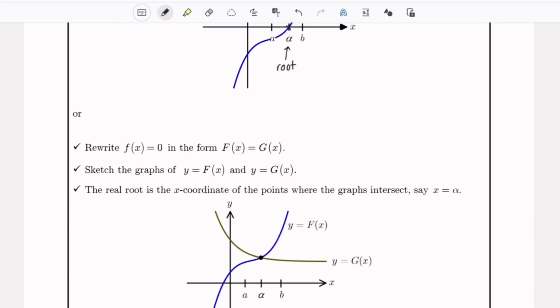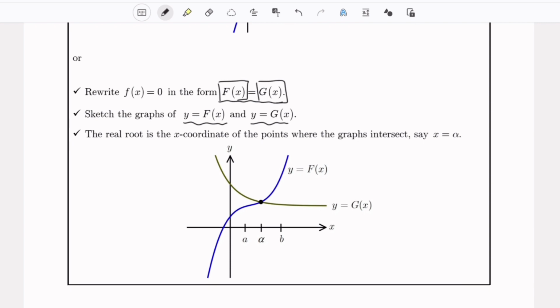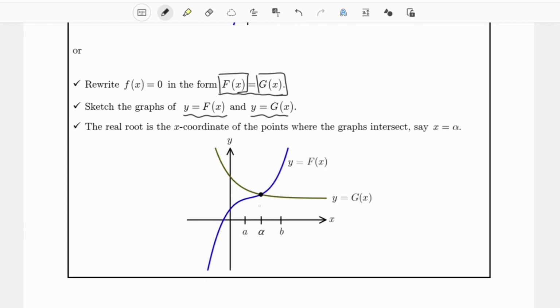Or you can split the function into two graphs. So we have capital F(x) = capital G(x). You let y = F(x) and y = G(x), and plot the two graphs on the same axis. The point where the two graphs intersect will be the root.